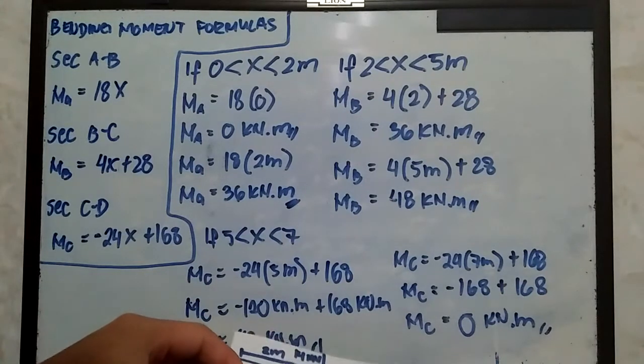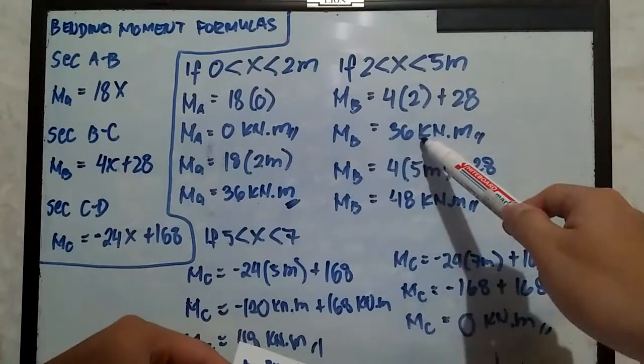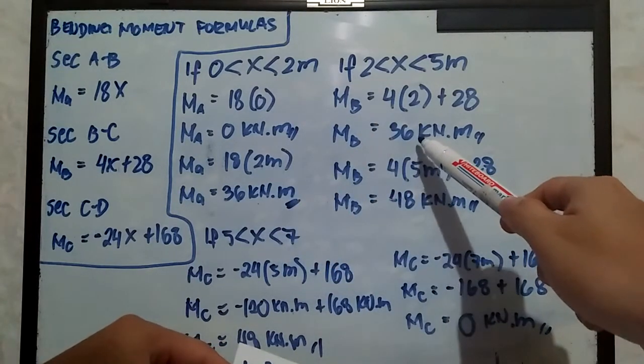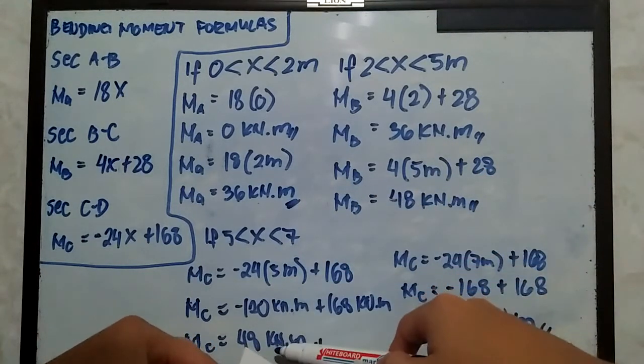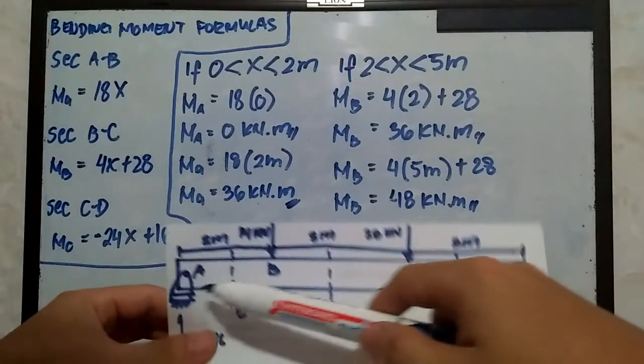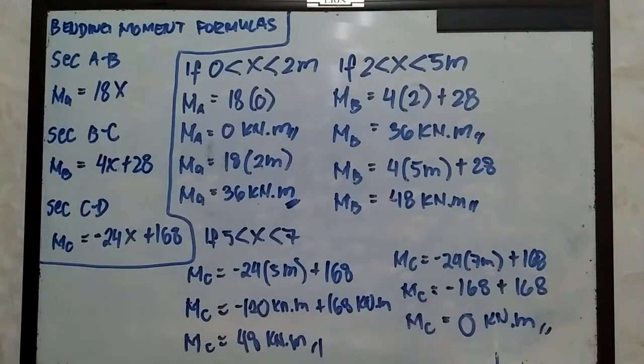So that is the pattern. If your answer is like this, it has equality, like 36, 36 from A to B, and from B to C we have 48 and then 48. And then by the end of this beam, it became 0. So that is the pattern. After solving for the bending moments for each section of the beam, we're going to construct the shear moment diagram. I'm just going to erase this one.